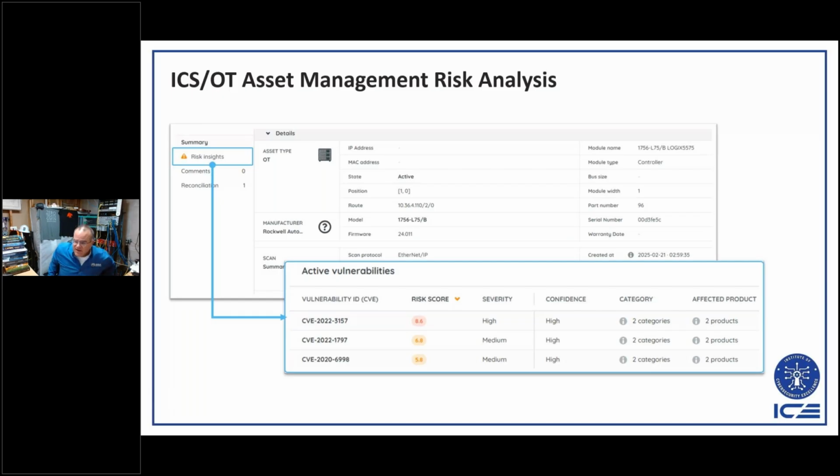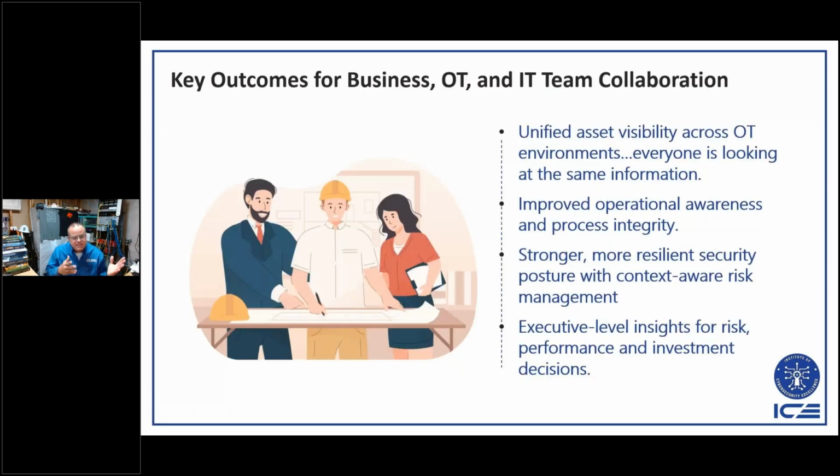And then here, what are the key outcomes for the business, for the OT and operations, and for IT? We want to have unified asset visibility across all of our OT environments. Everyone's looking at the same information, pulled together collectively. That's the power and the strength of an improved and scalable asset management program that is fieldbus aware, and we're able to automate and pull that in, because you can't just send folks out to the field every time you want to take a look at something.